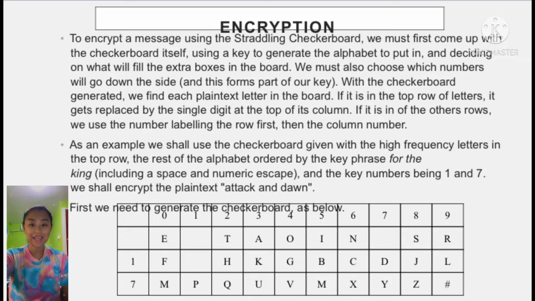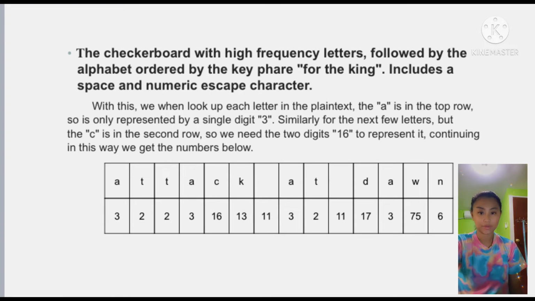As an example, we shall use the checkerboard with the high-frequency letters in the top row, and the rest of the alphabet ordered by the key "praised for the king", including a space and numeric escape. With the key numbers being 1 and 7, we shall encrypt the plaintext "attack at nine". First, we need to generate the checkerboard as below. With this, we will look up each letter in the plaintext.